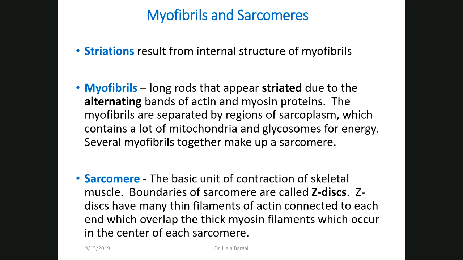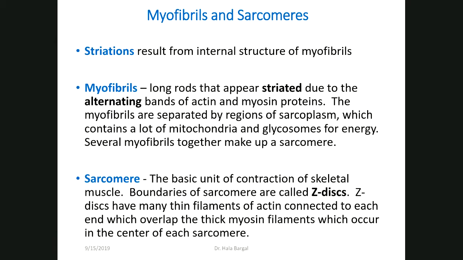Let us revise this definition. Striation results from internal structures of the myofibril, from the alternation between the dark and light bands. What is the myofibril? I received an email from one of you asking me about the difference between the myofibril and sarcomere. We will explain it now.